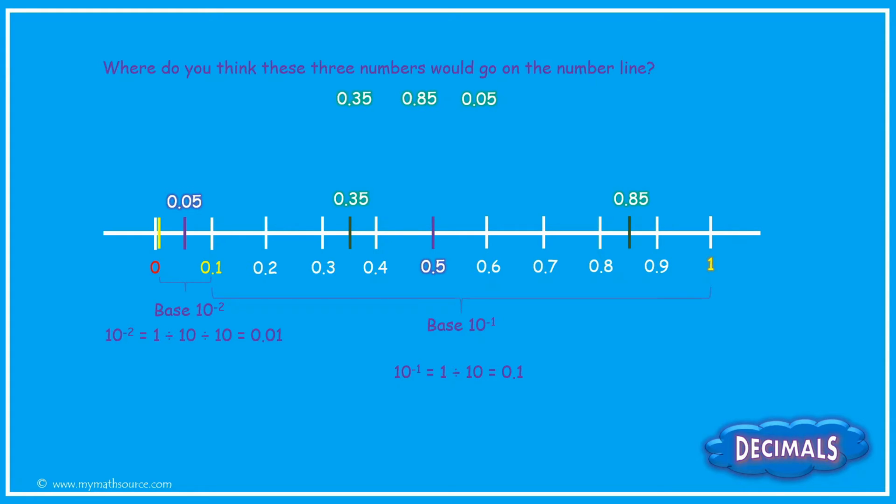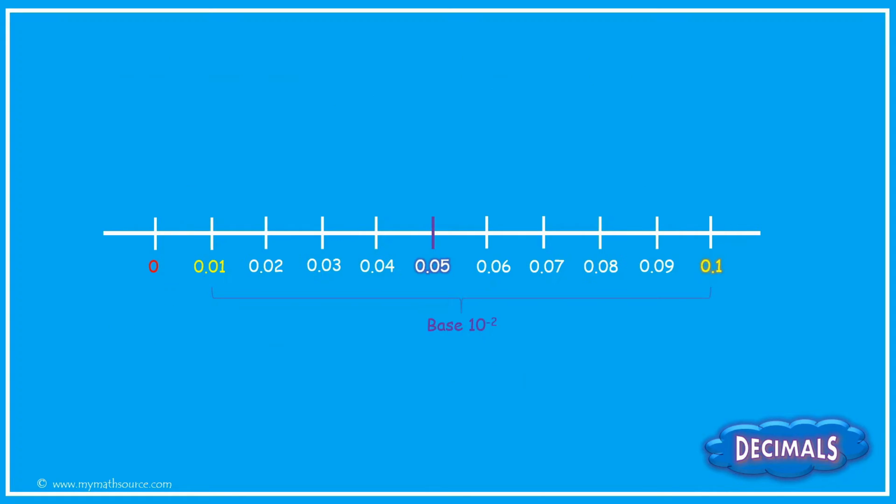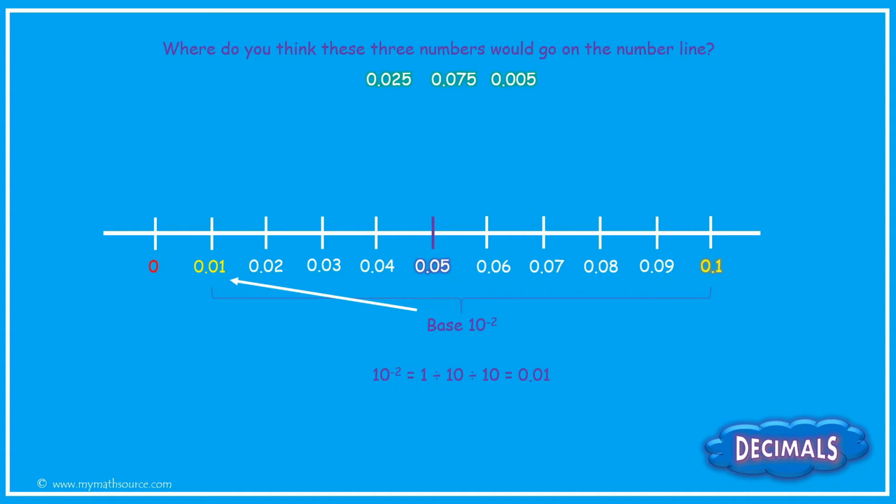Now let's zoom in a little bit more in between our 0 and 0.1. Notice now that 0.05 is in the middle. Recall that base 10 to the power of negative 2 literally means 1 divided by 10 divided by 10. Now, although we're talking about regions, remember that base 10 to the power of negative 2 is actually a number, which is 0.01. We only speak of the regions to help us understand how the numbers are interacting with each other.